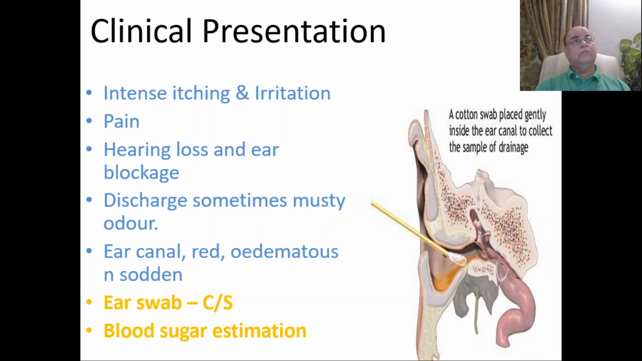And diagnosis is very clear cut on history and clinical examination, but if still in doubt, we can send the ear swab for culture sensitivity, which will show us the growth of the fungus. And if we are suspecting some underlying diabetes, then we should go for blood sugar estimation as well.